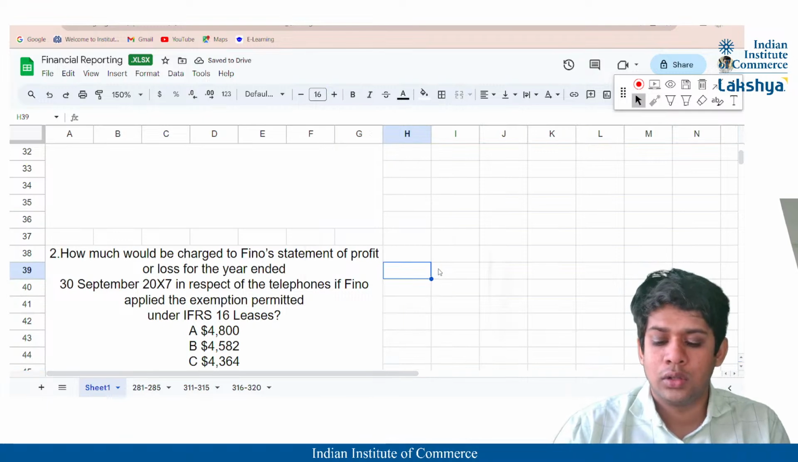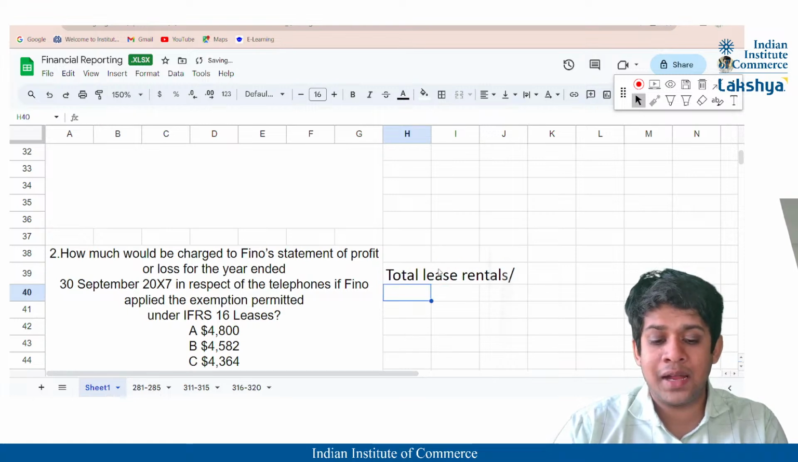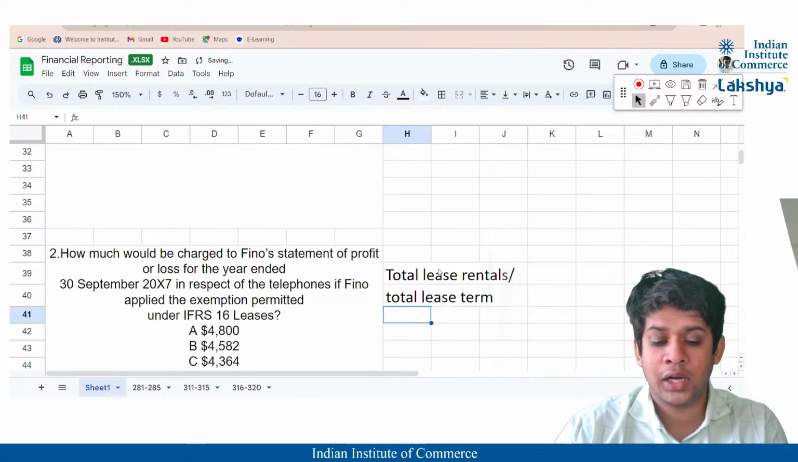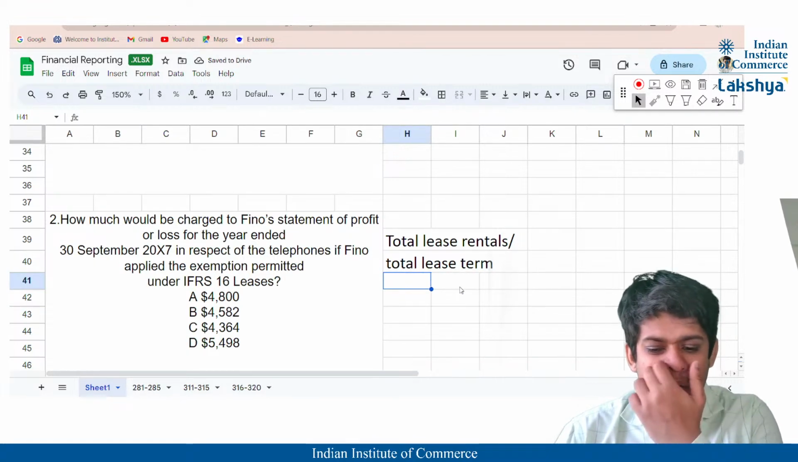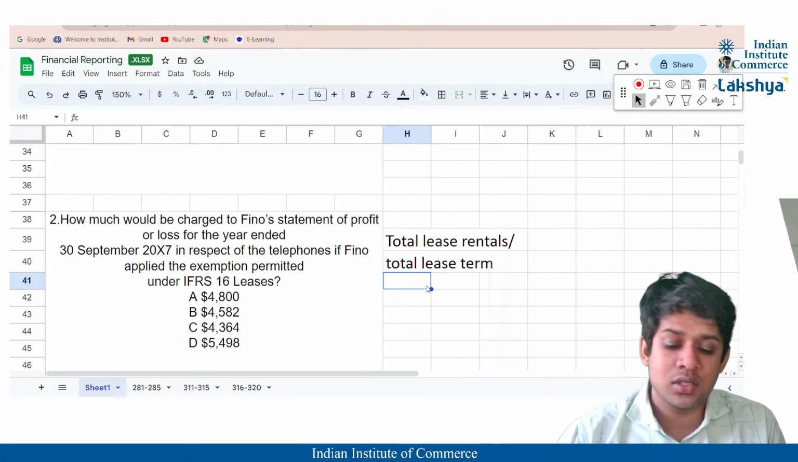Yes. So the formula that we will apply is total lease rentals divided by the total lease term. Right? This is the formula that we apply, and on an SLM basis, we are going to expense all the expenditures on a yearly basis, per annum basis, directly to your P&L. So what are the total lease rentals?